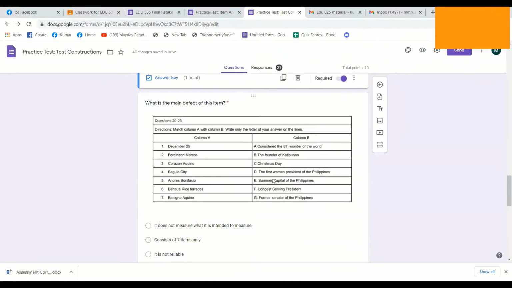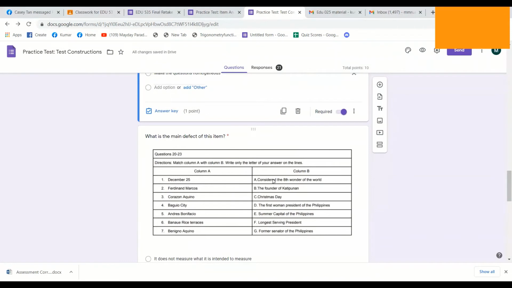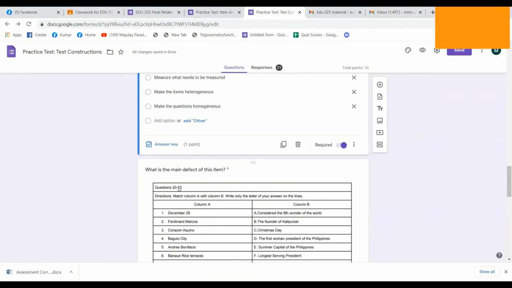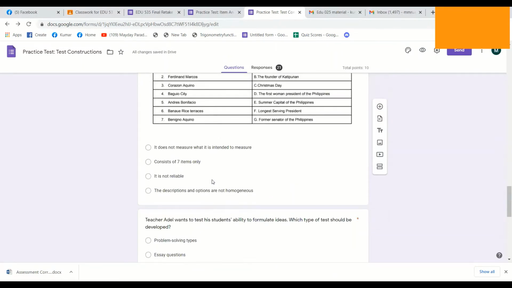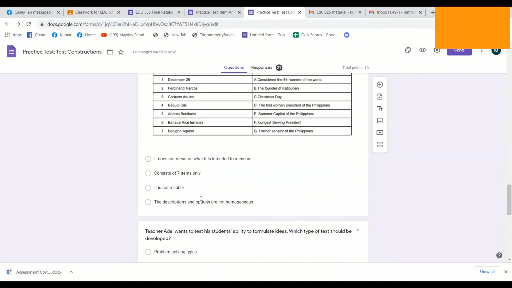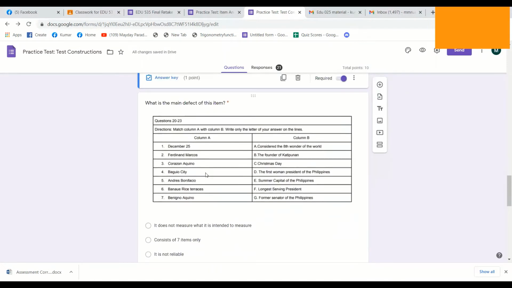Next one, what is the main defect of this item? Okay. Number one, I could see here the direction is not well established. There's no basis for matching. But do we have it here in the options? Okay, we don't have that in the options.